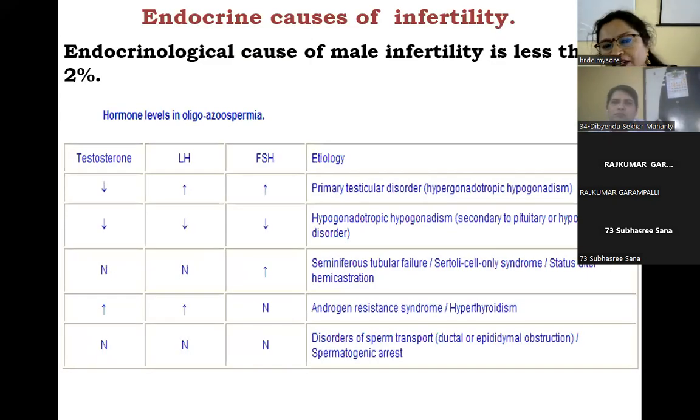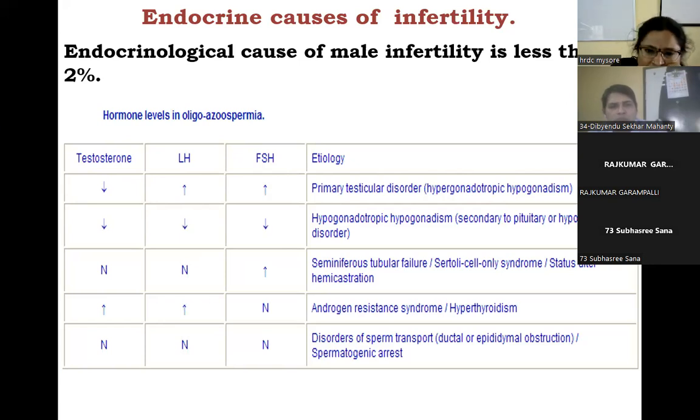And other than that, endocrinology or the hormone profile is very important. It is one of the major factors in male infertility, though generally in less than 2%. Here, we always consider three hormones: testosterone, LH and FSH, luteinizing hormone and follicle stimulating hormone. These are hormones, and we always check this hormone profile, normal versus abnormal individuals.